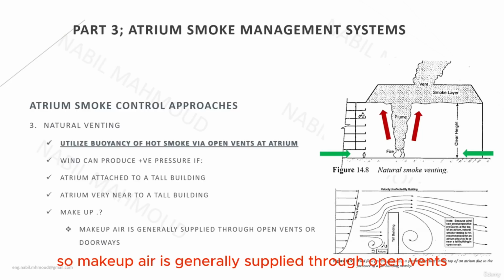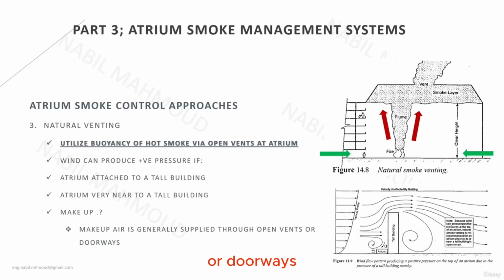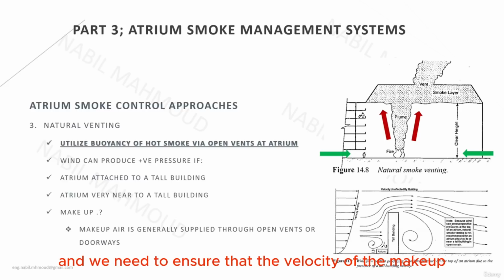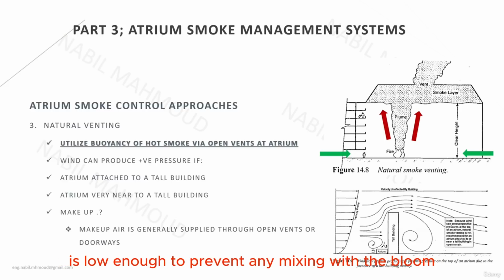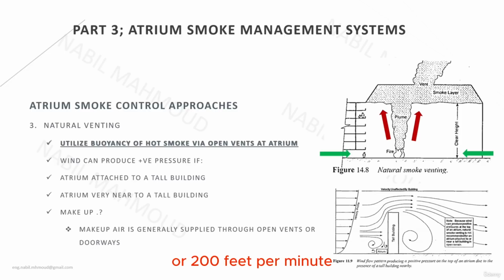So makeup air is generally supplied through open vents or doorways or a combination of both at the lowest level, and we need to ensure that the velocity of the makeup air is low enough to prevent any mixing with the plume, and usually the velocity limit is 1 meter per second or 200 feet per minute.